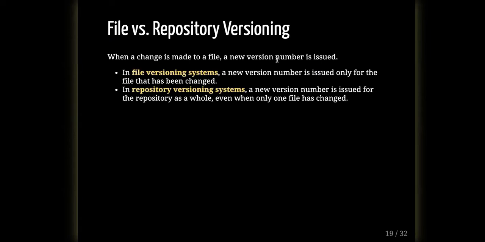File versioning versus repository versioning. There are different kinds of version control systems. You might eventually hear about other kinds. I just want to give you some high-level ideas of where Git fits in the ecosystem of different version control systems. There are two types really at a high level.